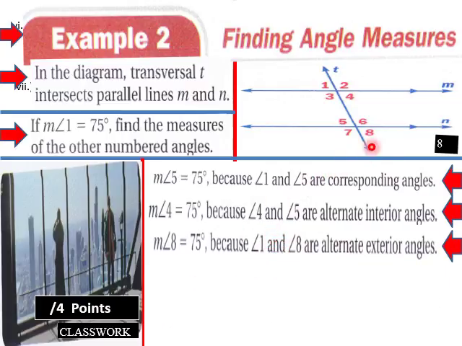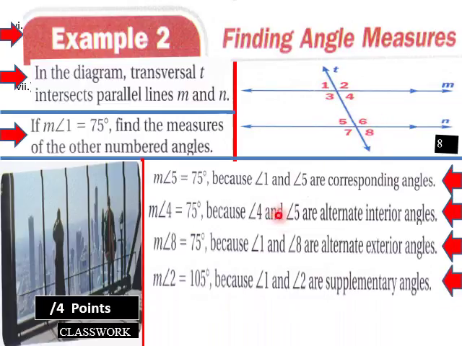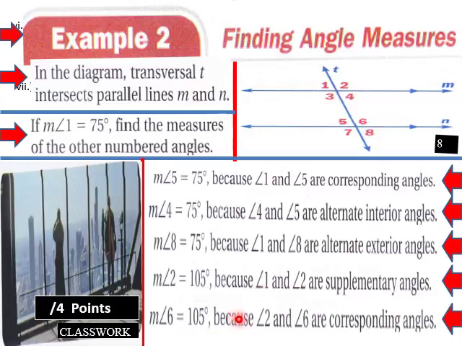Measure of angle 8 is 75 because 1 and 8 are alternate exteriors. The measure of angle 2 will be 105 because this is a linear pair. So angle 2 will be 105, and then the measure of angle 6 would be 105 because they're corresponding angles.